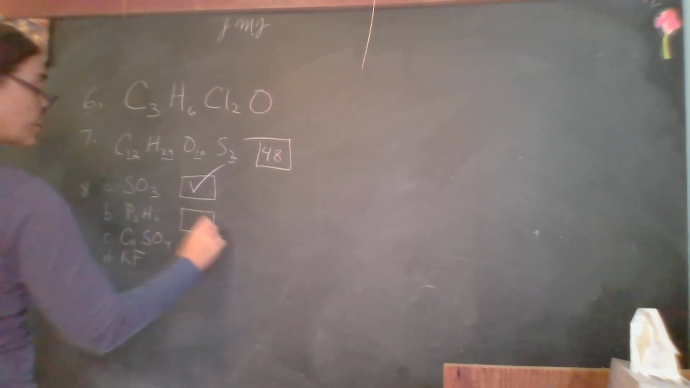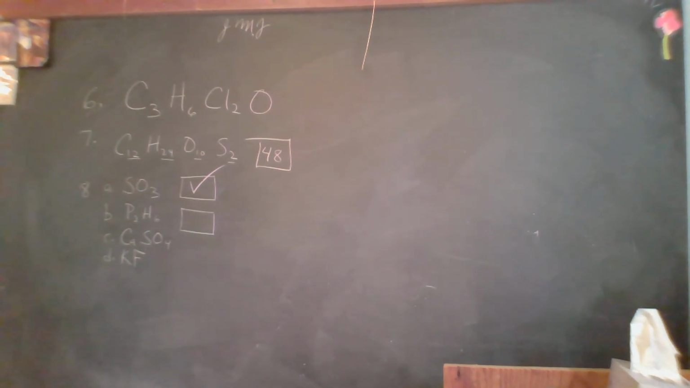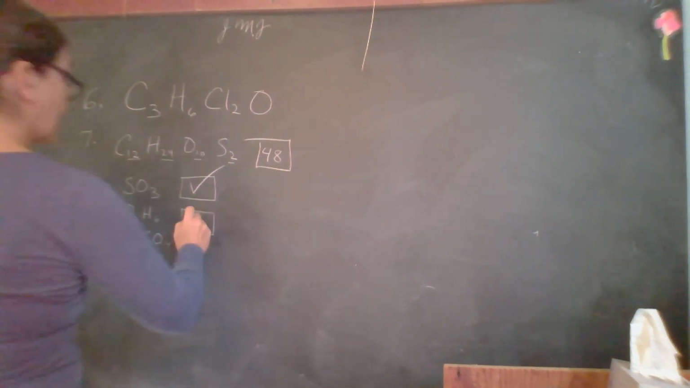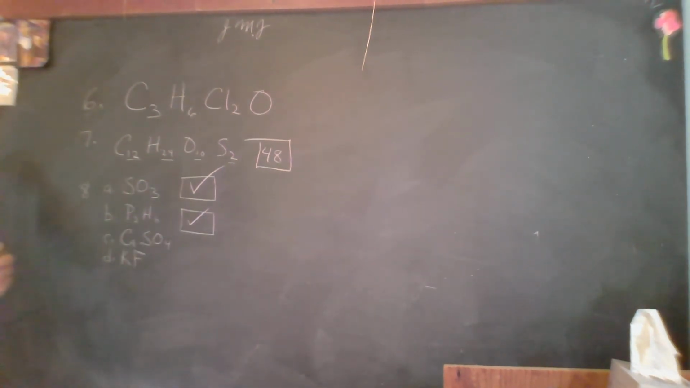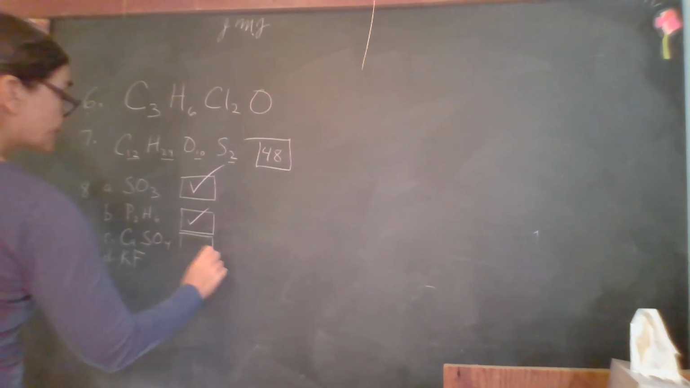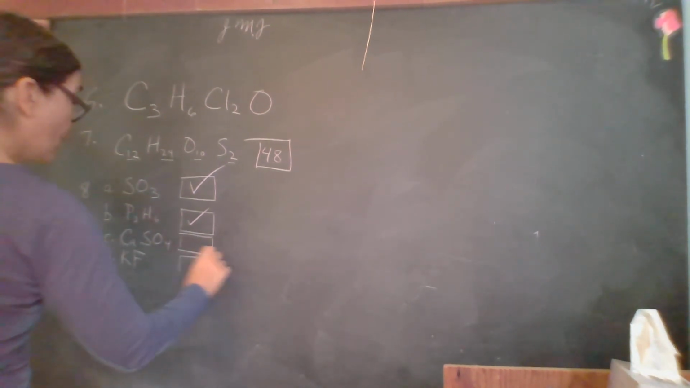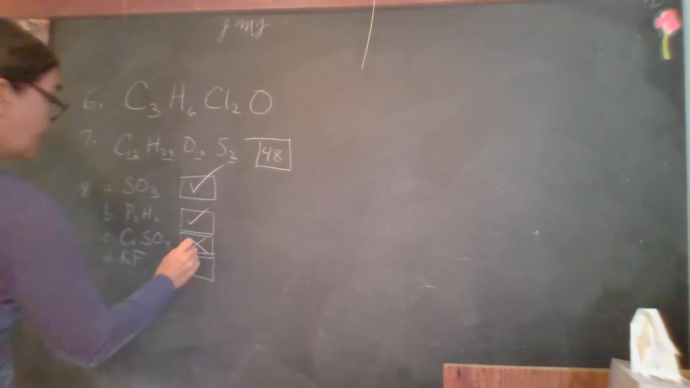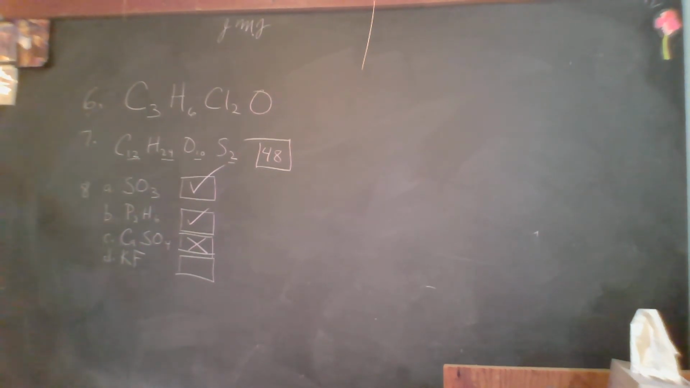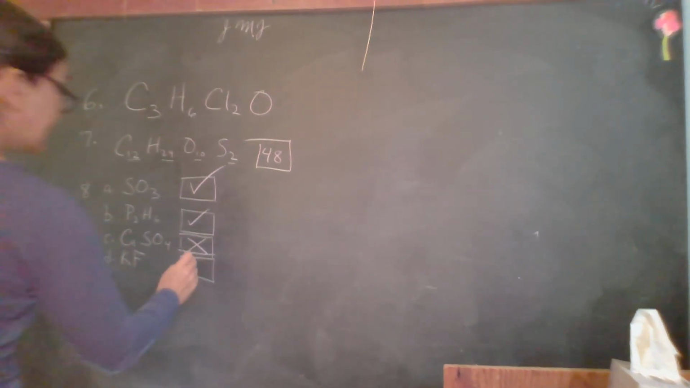How about P2H6? P is phosphorus, a non-metal, and H is hydrogen. Covalent. How about CaSO4? Okay, Ca is a metal, so we don't even need to do the rest. That's going to be ionic. How about KF? K is potassium. K is a metal. Not covalent.